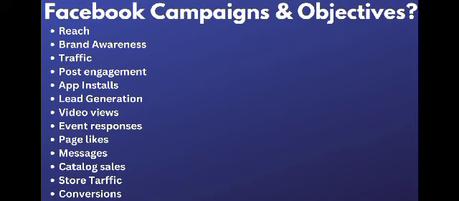Okay, so some of their campaigns and objectives are reach, brand awareness, traffic, post engagement, app installs. Reach is basically reaching. I'm going to explain more in the practicals. So some of these are quite explanatory anyway. App installs, lead generation, video views, obviously to get the views on your videos, event responses, page likes, people to like your page, messages for people to message you.